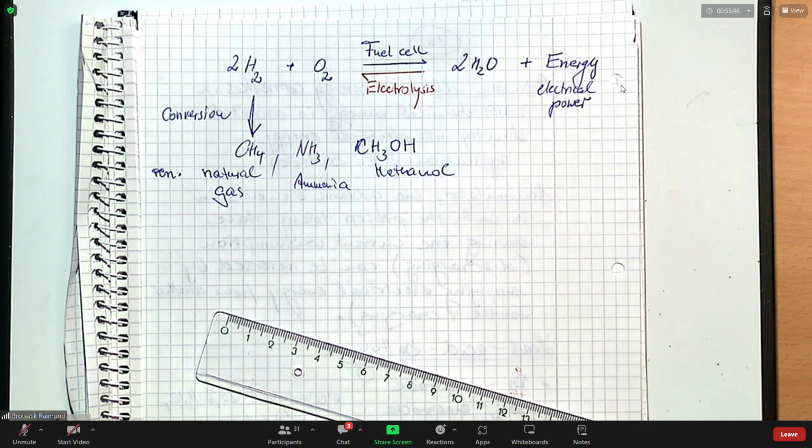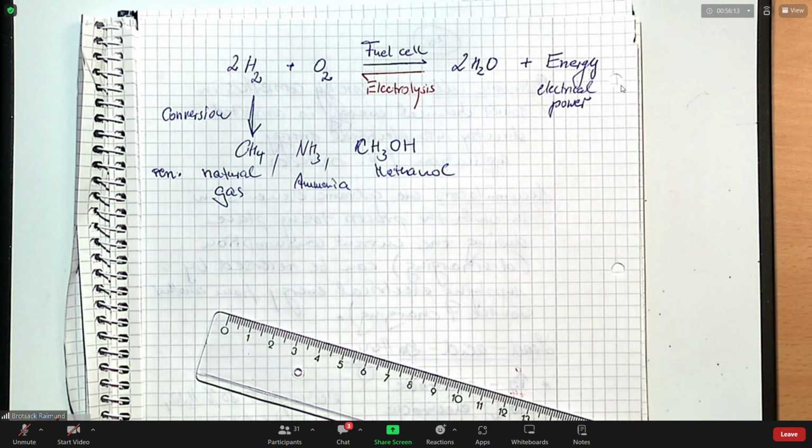We can even use methane produced out of hydrogen and carbon dioxide. Then we have renewable natural gas, liquefied and transported, because that can be transported more easily than the hydrogen gas. Or liquid ammonia. Ammonia can be used as energy source. There are even engines working with ammonia.